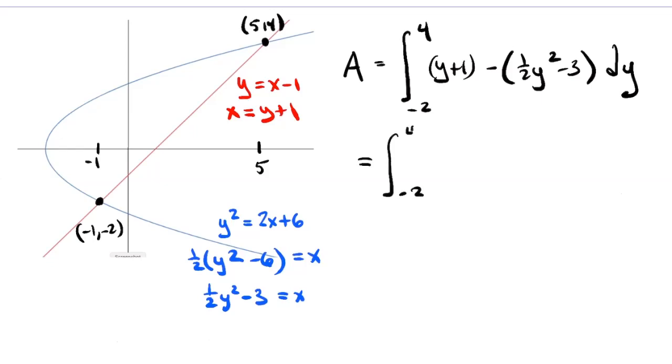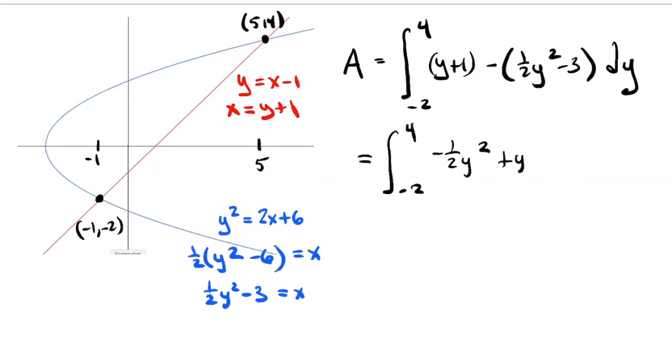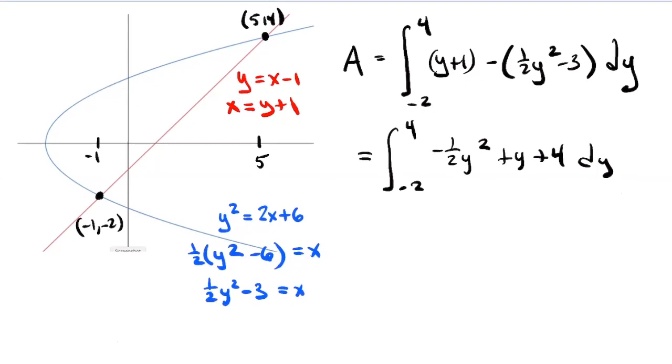So if you do a little bit of algebra and clean that up a little bit, you'd get what? Minus 1/2 y squared. We have the plus y, and then we have plus 1, plus 3, so it looks like plus 4. Okay, and you can check, so I guess I do have an answer after all, to the problem above, that this integral computes out to be the number 18.